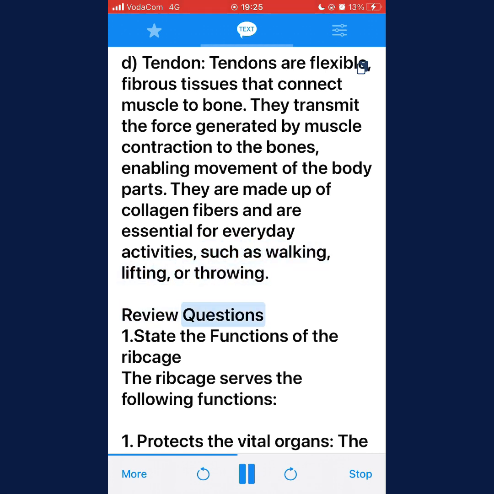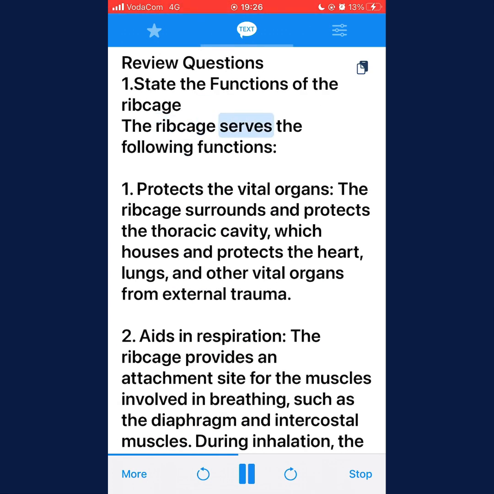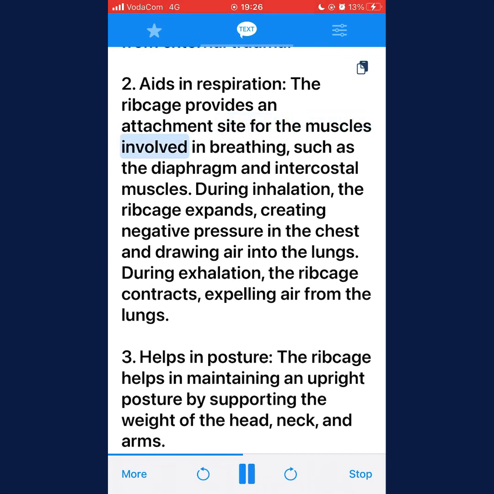Review questions. 1. State the functions of the ribcage. The ribcage serves the following functions. 1. Protects the vital organs. The ribcage surrounds and protects the thoracic cavity, which houses and protects the heart, lungs, and other vital organs from external trauma. 2. Aids in respiration. The ribcage provides an attachment site for the muscles involved in breathing, such as the diaphragm and intercostal muscles. During inhalation, the ribcage expands, creating negative pressure in the chest and drawing air into the lungs.